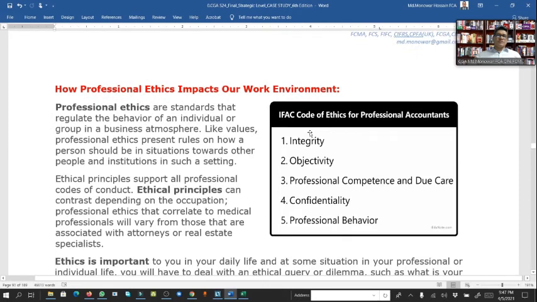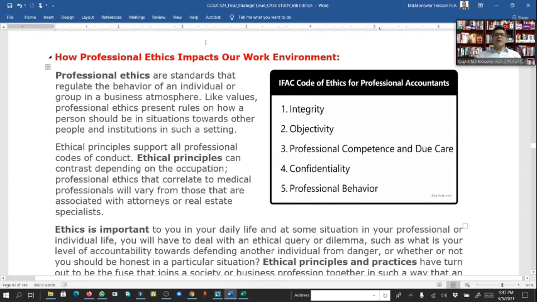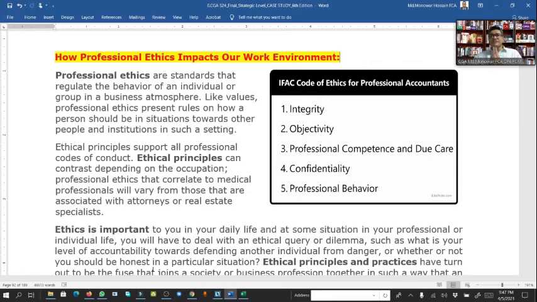So how do professional ethics impact our work environment? It can be a question in your case study. We know the IFAC, International Federation of Accountants Code of Ethics. As we are accountants, we have to follow it, and all our institutes, CA, CMA and others, have also adopted it. It is the base one: integrity, objectivity, professional competence and due care, confidentiality, professional behavior, etc. These are the basic code of ethics of a professional accountant.